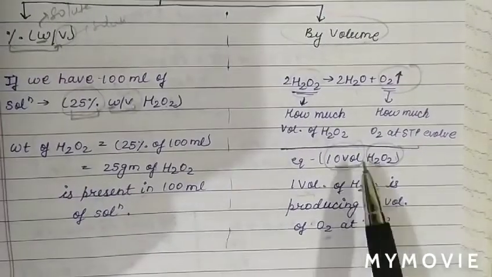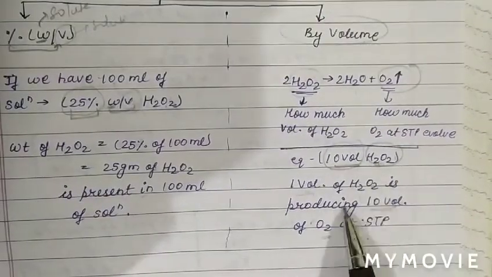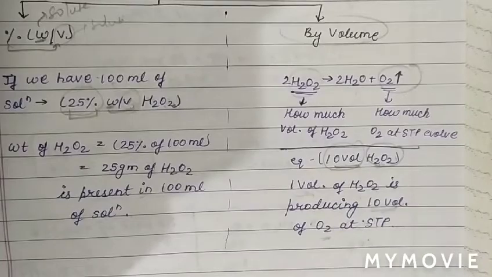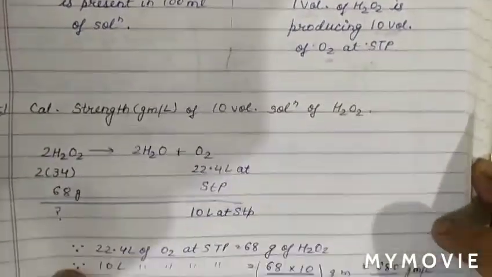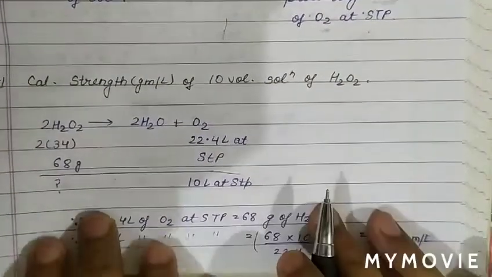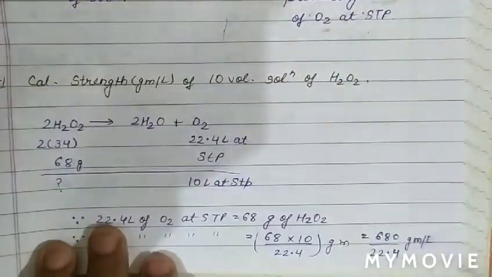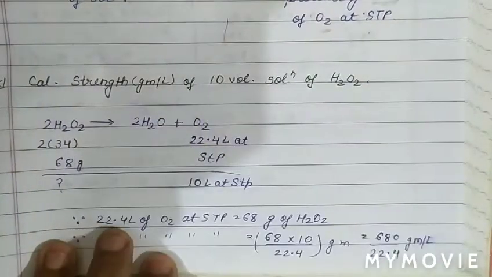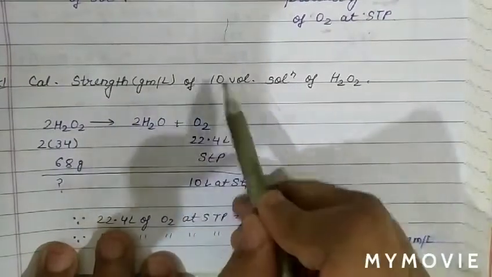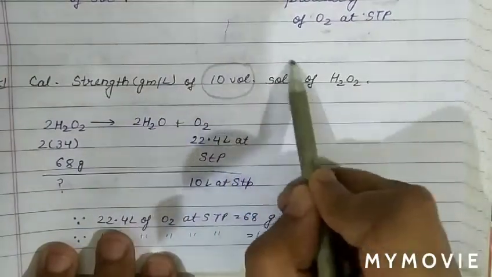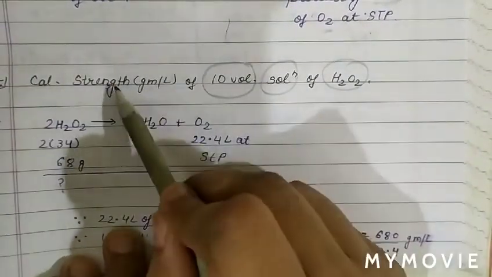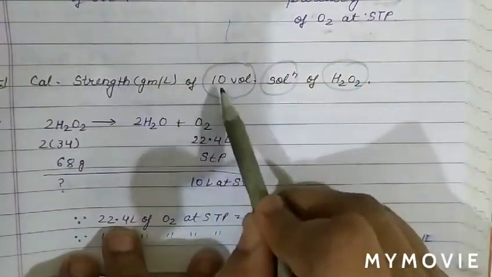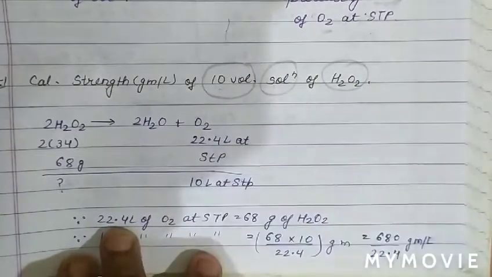Now see, basically 10 volume means 1 volume of H2O2 produces 10 volumes of oxygen at STP. Now see the question based on volume strength. The question is basically, we have to calculate the strength in gram per liter of a 10 volume solution of H2O2. So basically we have to calculate the strength of 10 volume H2O2 solution.